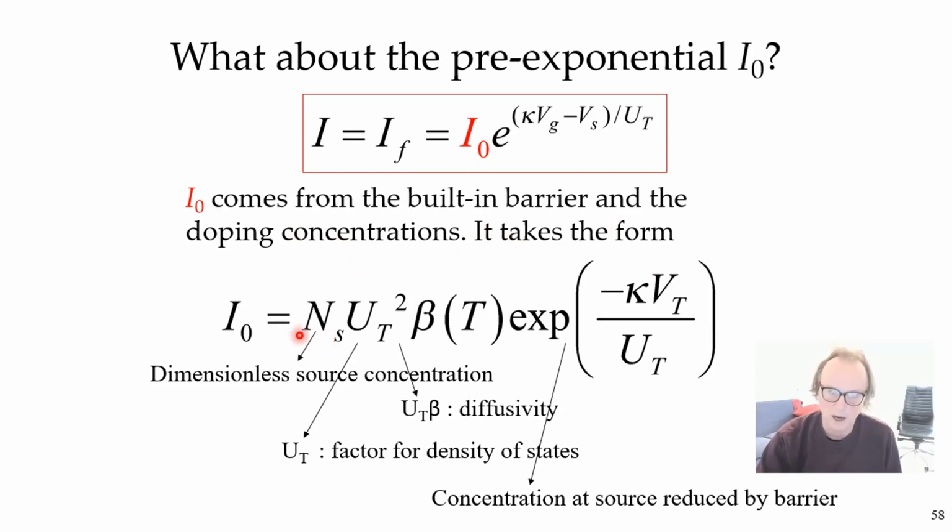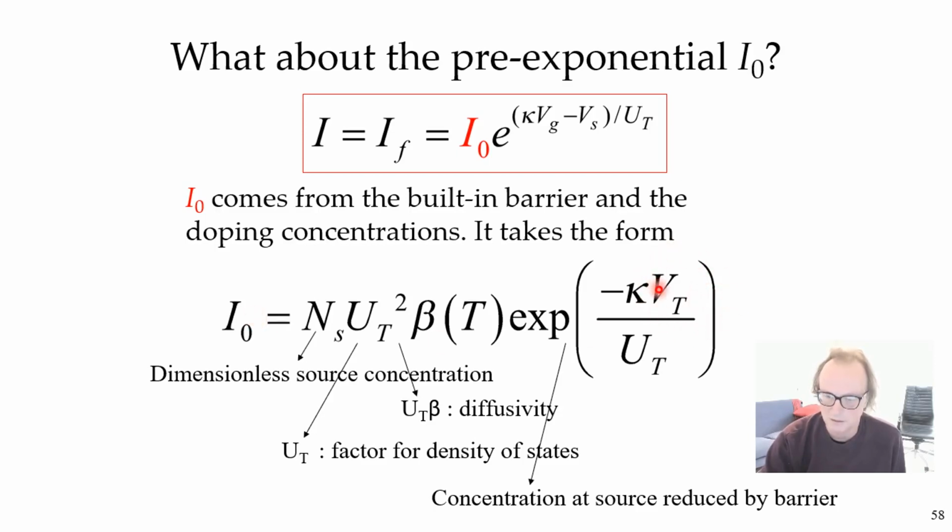It takes the form I0 is NS UT squared beta of temperature times e to the minus kappa VT over UT. This NS is a kind of dimensionless source concentration in number per unit volume. This UT times beta is the mu-C-ox W over L that you're going to hear about next time, but it accounts for the diffusivity of the transistor. And there's another factor of UT that comes from the density of states. And the most important factor in I0 is the e to the minus kappa VT.